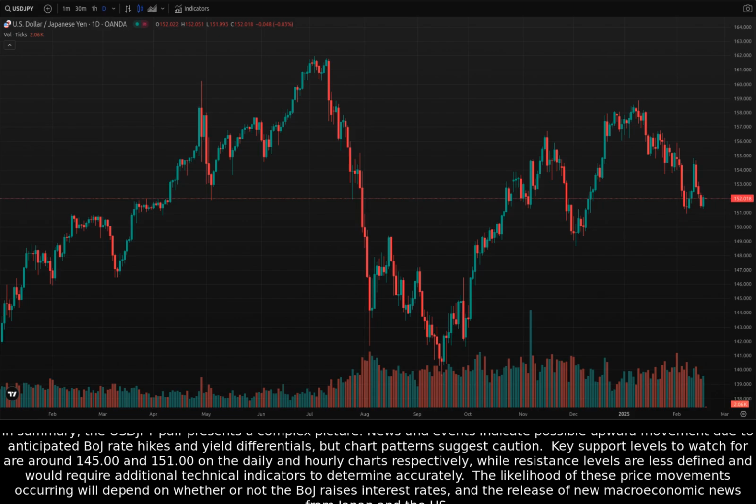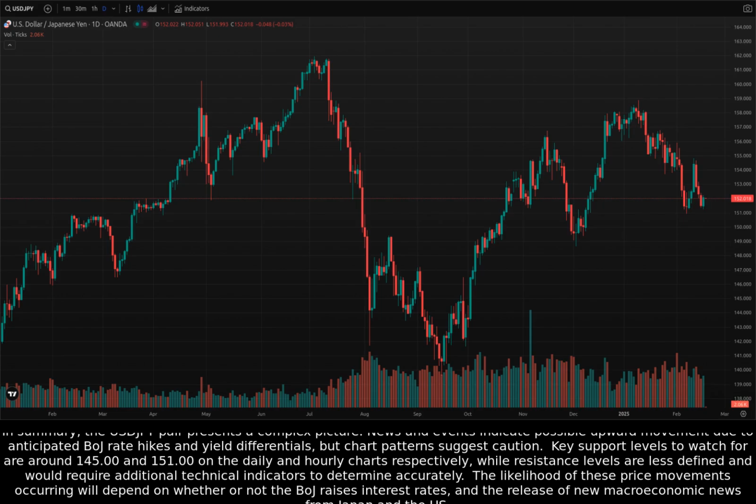News and events indicate possible upward movement due to anticipated BOJ rate hikes and yield differentials, but chart patterns suggest caution. Key support levels to watch for are around 145.00 and 151.00 on the daily and hourly charts respectively, while resistance levels are less defined and would require additional technical indicators to determine accurately.